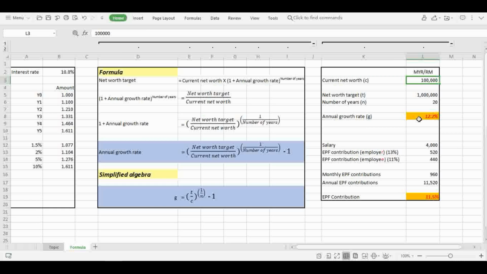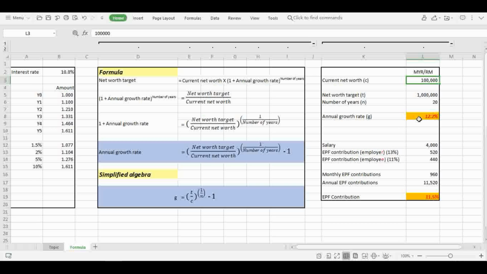Okay, this may seem like a lot, really, because our fixed deposit is only 1.5 to 2% maybe, and the dividends that you get from your share investment are going to be max maybe 5 to 6%. So 12% is a lot, right?